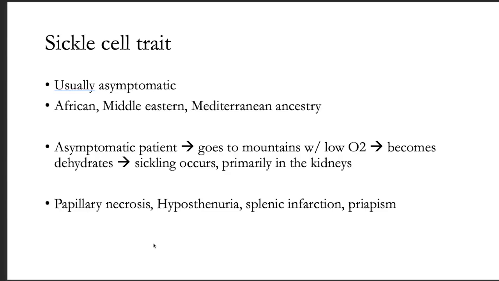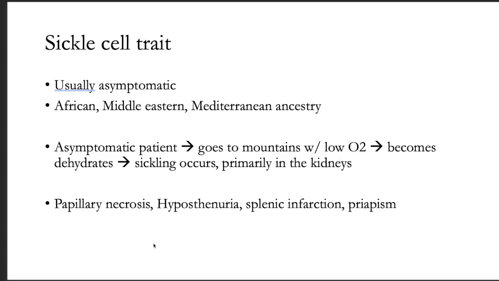they are chilling, happy all their life, then they go somewhere with low O2. Then they become dehydrated. Now you have a patient who starts sickling, and because they relatively have healthy hemoglobin, you actually don't notice this too much, but the one place where this becomes an issue is the kidneys. So I want you to keep in mind, when someone with sickle cell trait undergoes physiologic stress, they might get papillary necrosis, and they might also get priapism or splenic infarction.